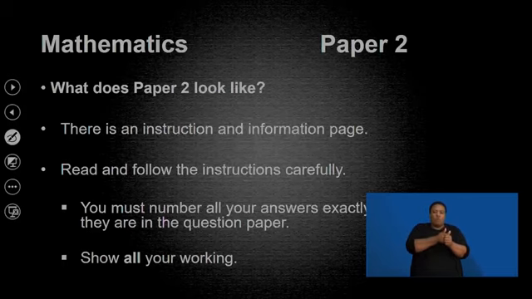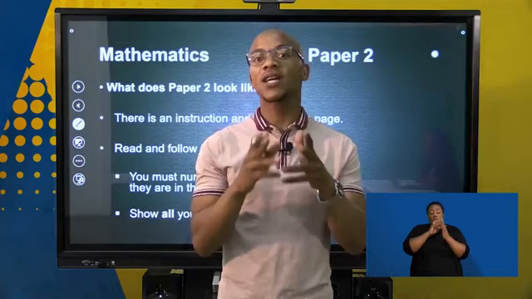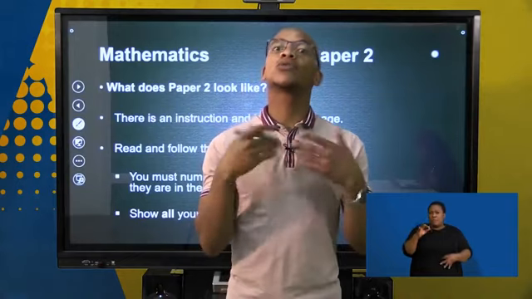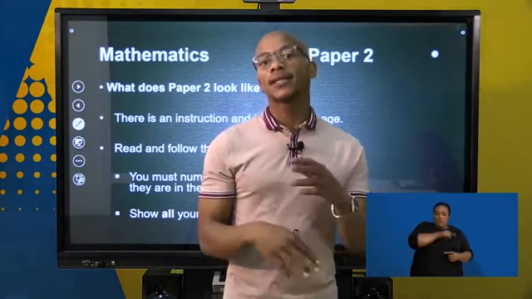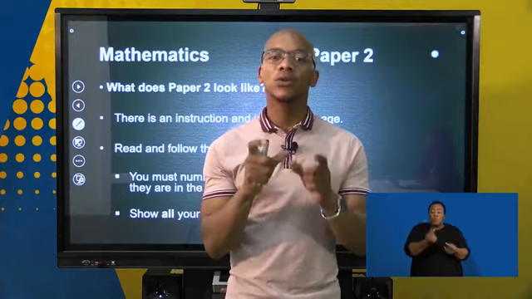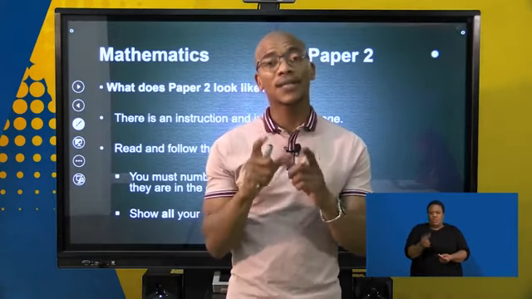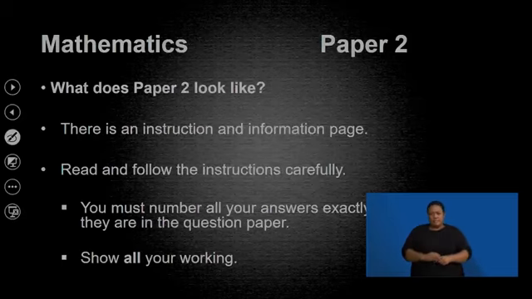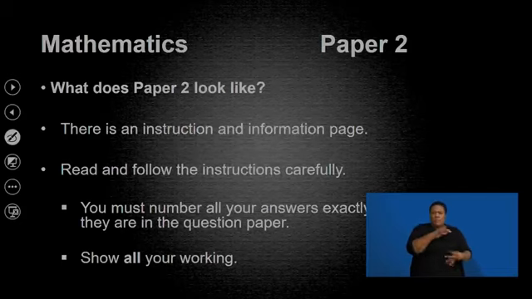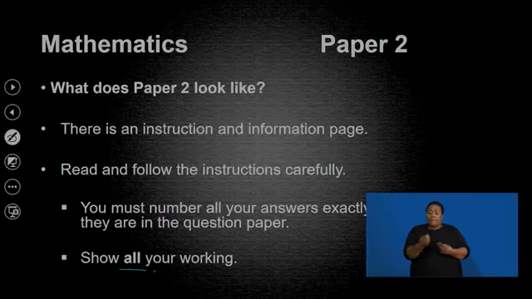Now, one of the instructions that most of us do not follow, especially with paper 2, is when they say round off to 2 decimal places. On the instruction, it says you need to round off to 2 decimal places unless told otherwise. So please note that and follow it accordingly. And then you must number all your answers exactly as they are numbered. So if there are two 2.1s, you write 2.1 twice. And then show all your working, because that's where your marks are.